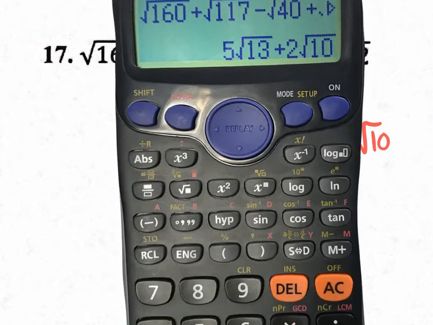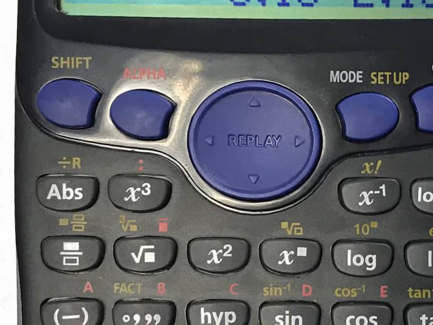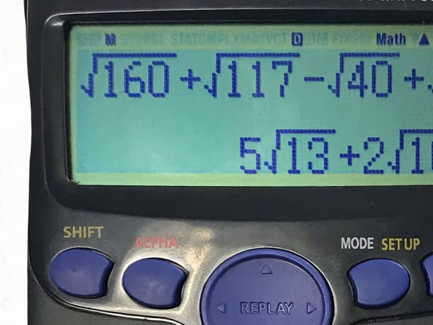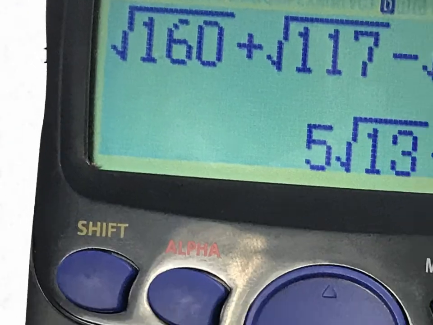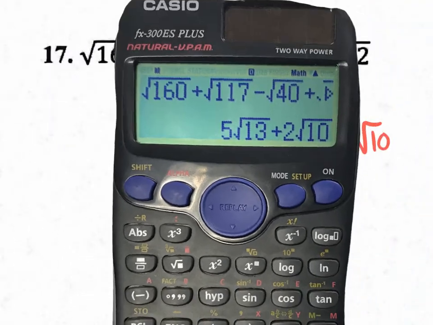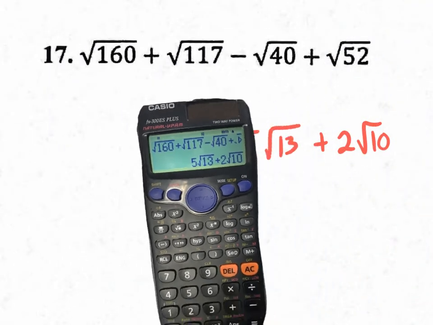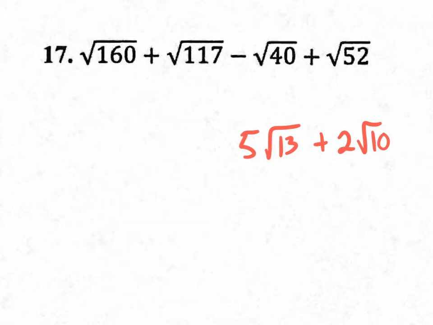In other words, when you hit that square root button and then hit 160, then you have to hit this arrow to get outside of your square root. And then you could hit the plus sign because then it'll be outside. But you have to hit that right arrow to get outside of your square root. I hope that helps. There's really no math to do. If the calculator does it for you, that's your answer for number 17.